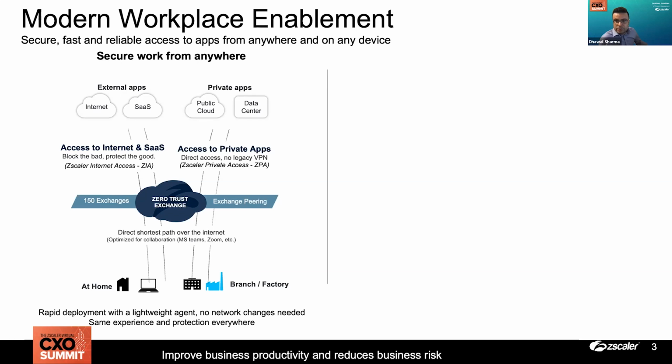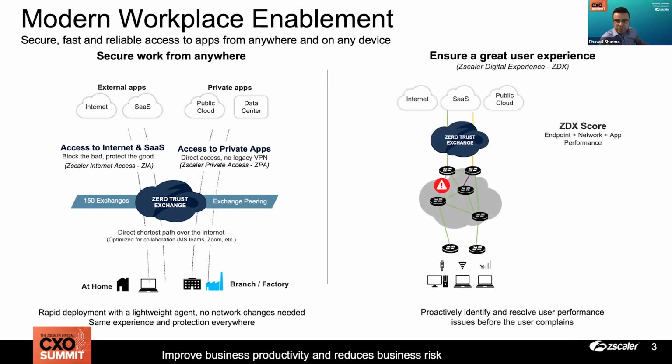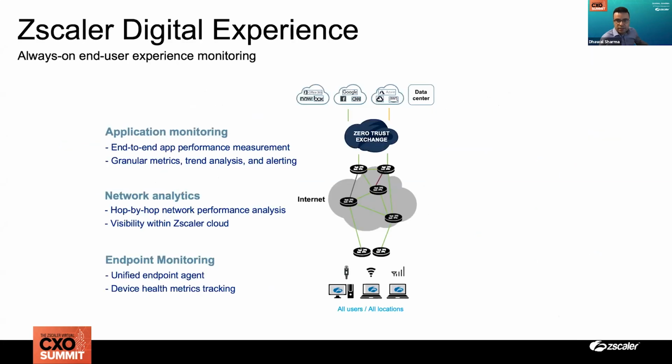And ZDX provides a consistent view of your employees' user experience through a scoring framework, which we call the ZDX score. It's a score which is computed between 0 to 100. When the ZDX score is bad, you can look at the underlying metrics that could be causing user experience issues. The score also provides a real-time indication of a systemic problem or a localized problem, which then could be diagnosed further using the live troubleshooting capabilities that we have in ZDX.